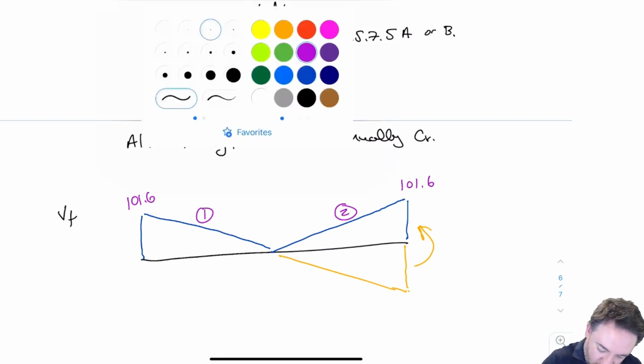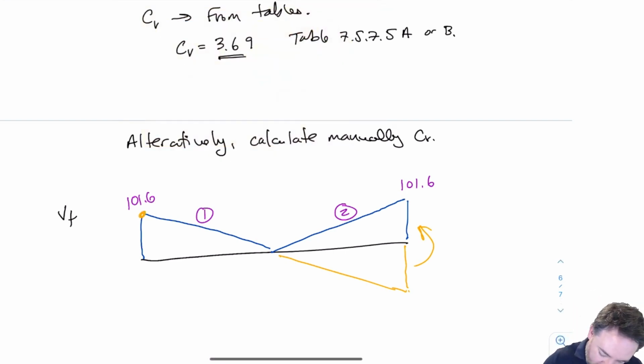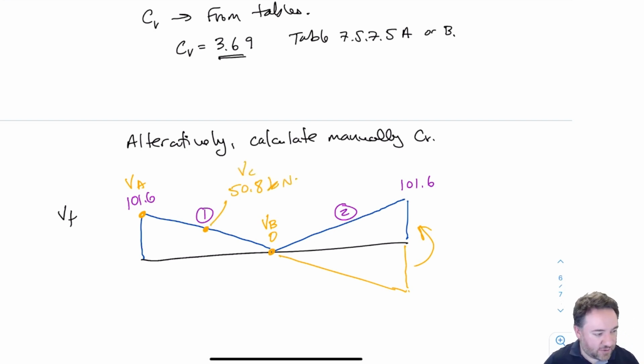So if I look at segment 1, I have 101.6 at A. This is VA. I have a 0 for VB. And at the center, I have 50.8 kilonewtons for VC. Remember I need to find the VA at one side, VB at the other, and VC in the middle. If VA and VB switch sides, it's not going to make any difference, which we're going to see in G. But it is important that we identify which one is in the middle and that one is VC.